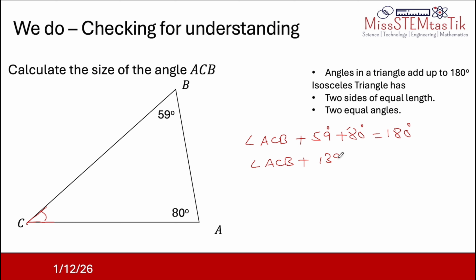So angle ACB plus 139 is equal to 180, and 139 is the sum of 59 and 80. So to find angle ACB, we need to take 139 degrees away from 180. So the angle ACB is then 41 degrees.